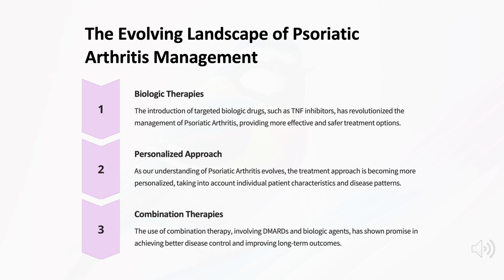Now, let's discuss the evolving landscape of psoriatic arthritis management. With the advent of targeted biologic drugs, such as TNF inhibitors, there has been a significant shift in the treatment paradigm for psoriatic arthritis. These biologic therapies have revolutionized the management of the condition, offering more effective and safer treatment options compared to traditional medications.